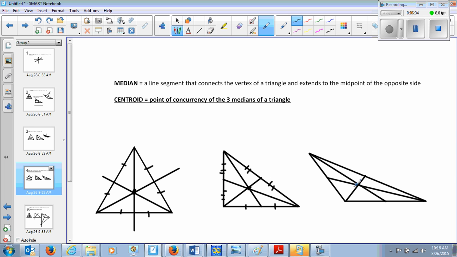Here's an obtuse triangle. I connected this vertex to that side's midpoint, this vertex to that side's midpoint, and then this vertex over here to that side's midpoint. So those would be congruent. Those are congruent. And then again, it comes together in the inside of the triangle.